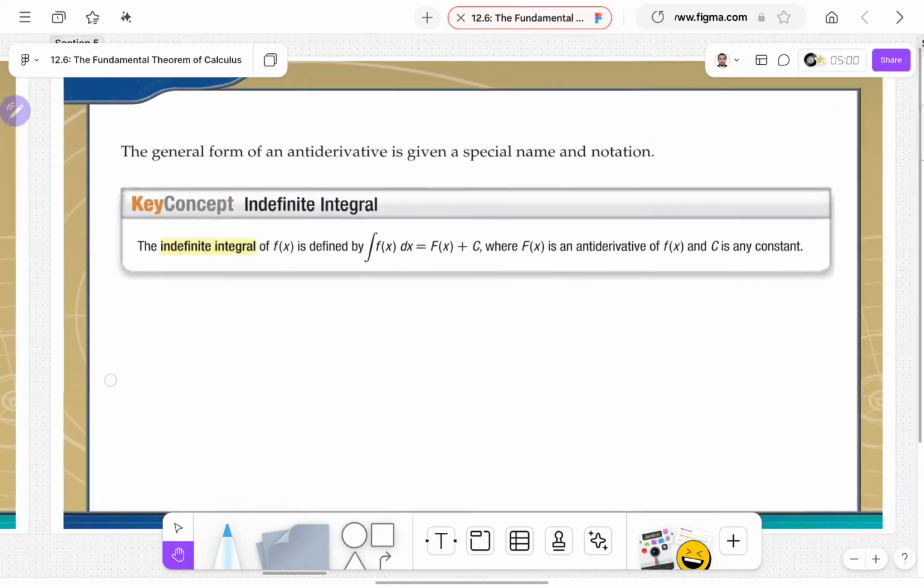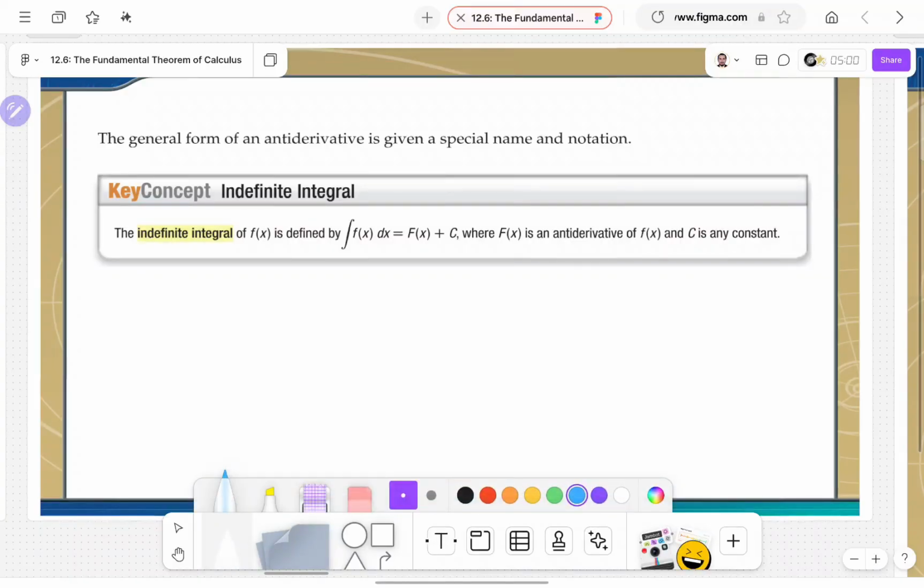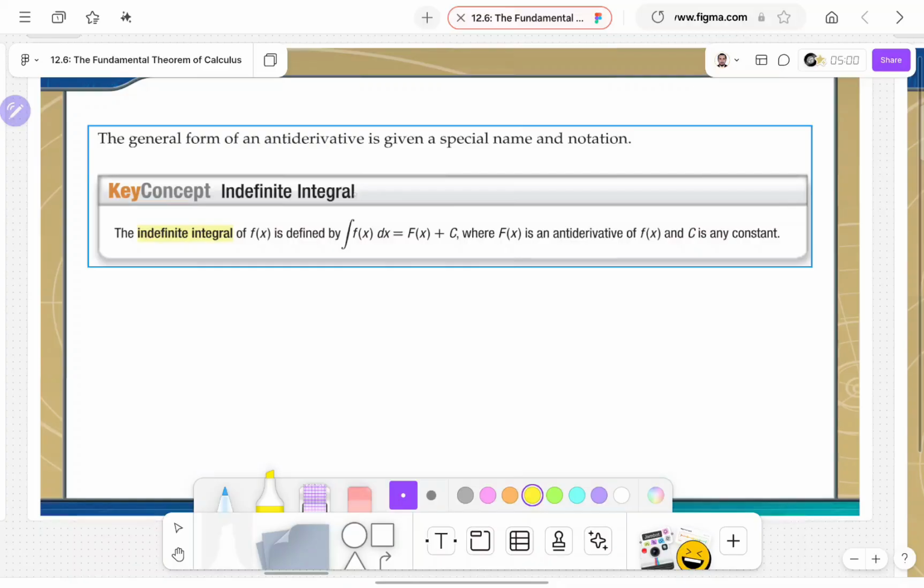Okay, now let's go to the indefinite integral. Now, as I told you, the antiderivative is the same idea as the integration or the integral.